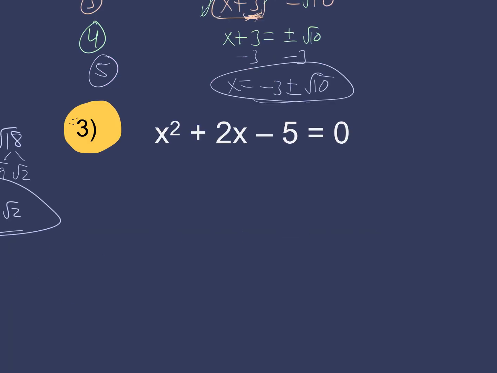All right, so now looking at number 3. Again, going through these steps as normal. We want to get the x squared and the bx to one side. So we want to add 5 on both sides.